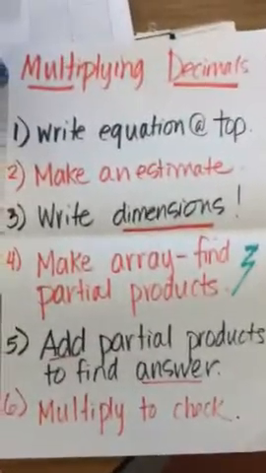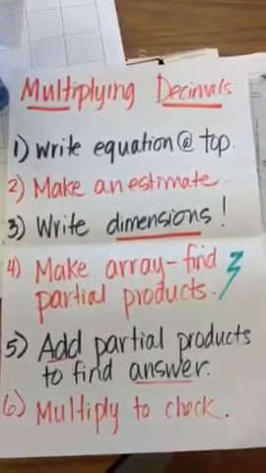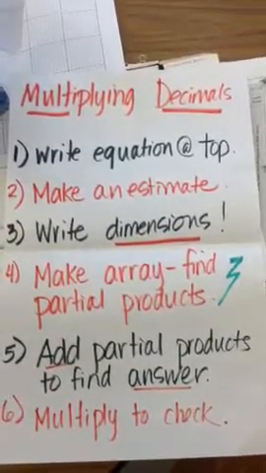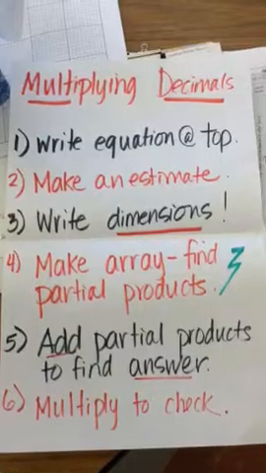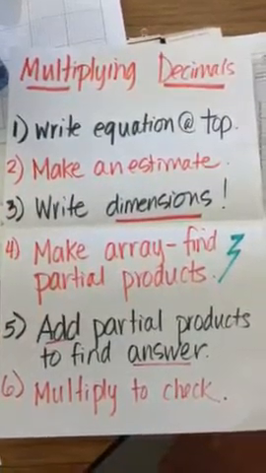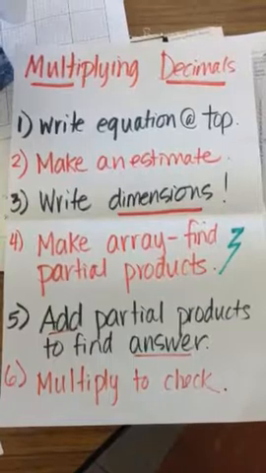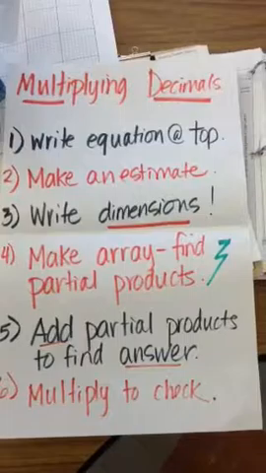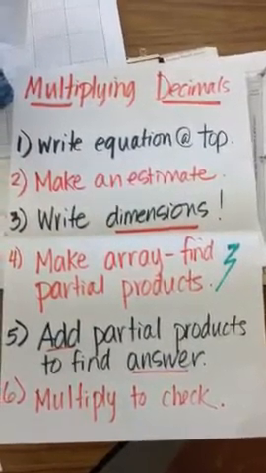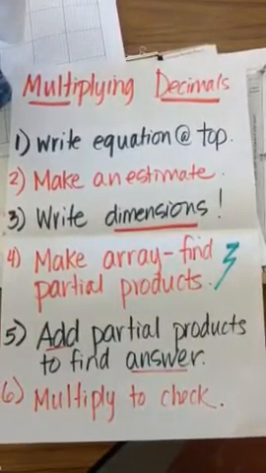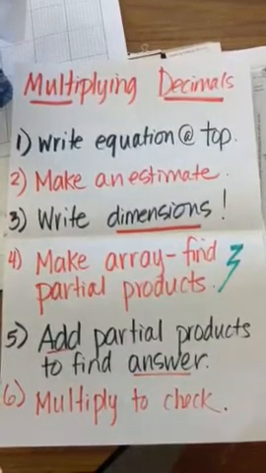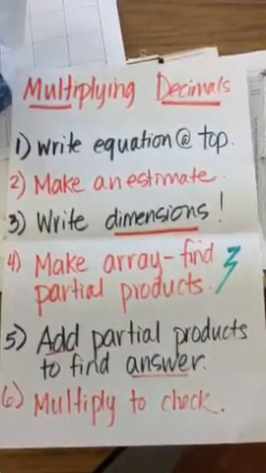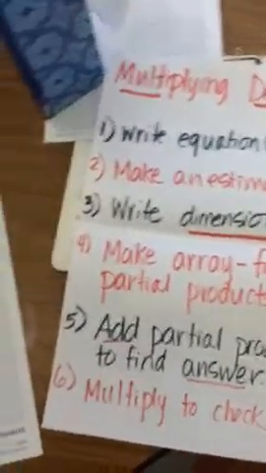When I have the kids use the grid to multiply decimals, I have them write the equation at the top, make an estimate, write the dimensions, make the array and find the partial products, which is the hardest part, add the partial products to find the answer, and multiply to check. This method gives kids an understanding of why when you multiply decimals, the number actually becomes smaller, because you're taking a fraction of a number that is less than 1. So although the number becomes longer, it actually becomes smaller.